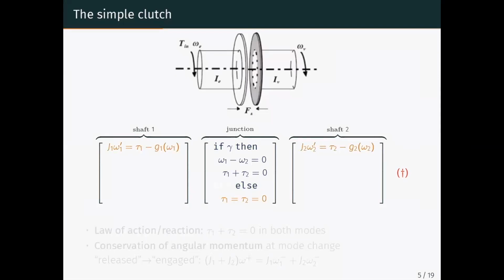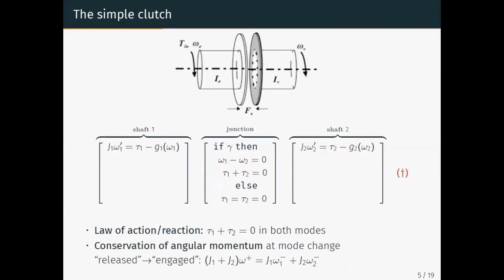We assume that the system is subject to no external force. As a result, the torques are equal to zero as long as the shafts are not coupled. We will be referring to this mode as the released mode. In the engaged mode, that is, when the shafts are coupled, their velocities are equal, and by the law of action-reaction, the torques applied to them sum to zero. This last bit is of course true in both modes.